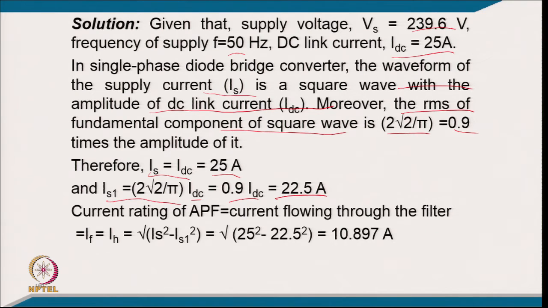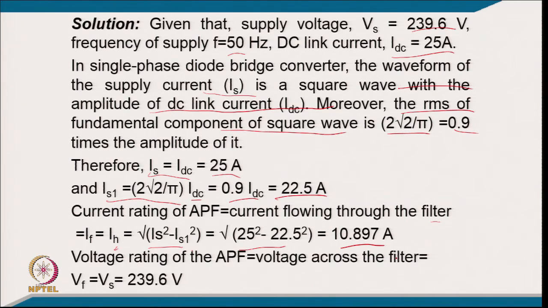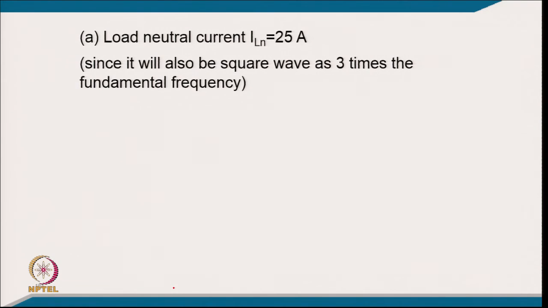it comes out 22.5 ampere. So, the current rating of the active filter will be the current flowing through the filter, that is IF equal to IH, and that is square root of IS square minus IS1 square, and putting the value it comes 10.897 ampere. And the voltage rating of the active filter will be the same as the phase voltage, Vf equal to Vs, and 239.6 volt, and the load neutral current is 25 ampere.